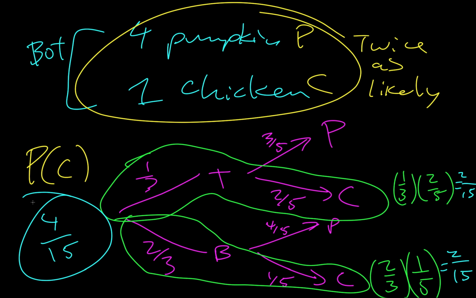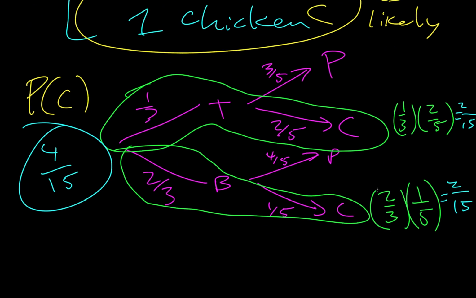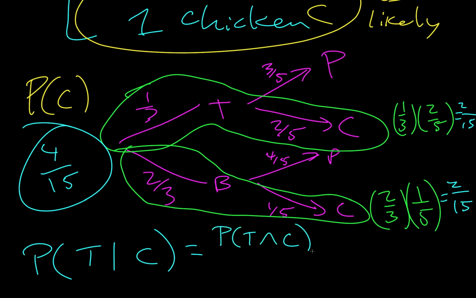Now part B, suppose Lukash takes 1 can of soup without looking at the label. Find the probability that it was taken from the top shelf given that it was chicken. Okay, so now what we're trying to find is probability of top shelf given chicken. So if we write our conditional probability, it's going to be probability of T union C, or sorry, T intersect C over probability of C.